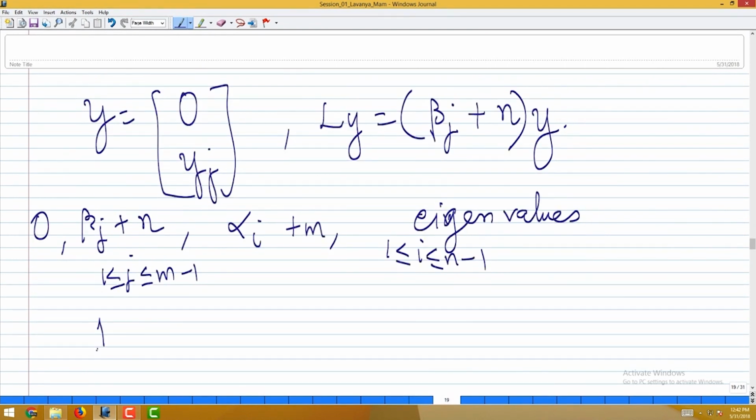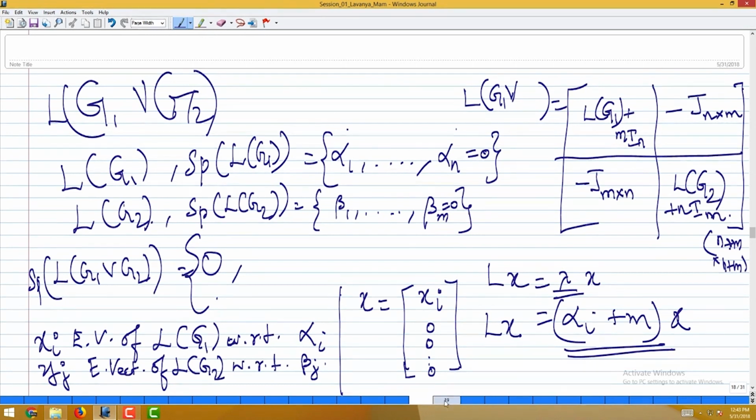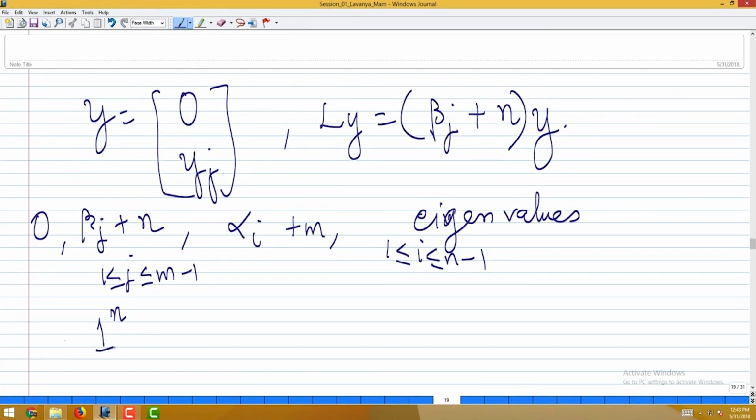Consider this eigenvector. What is the first row? I have mi1, so I can write this as m times the first n1 entries being m, followed by n. So the vector is going to look like this: m repeated n times, followed by n repeated m times.